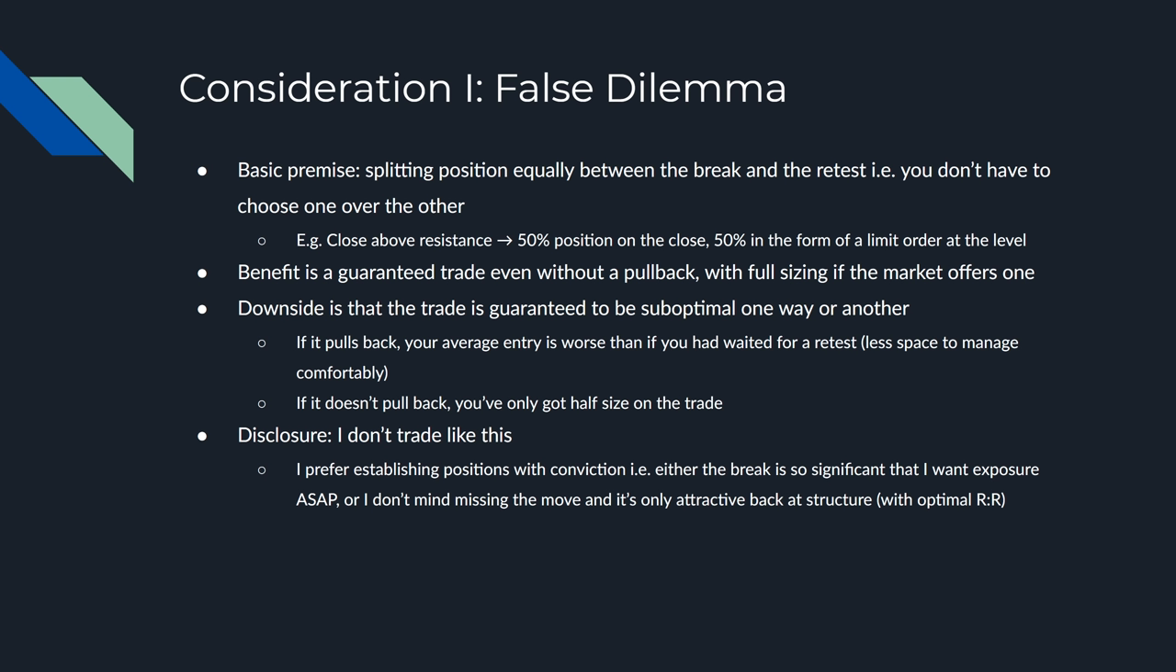So for example, the market closes above resistance, you establish 50% of your position on the close, and the other half in the form of a limit order at the level.